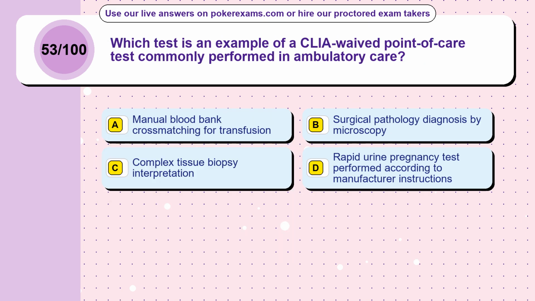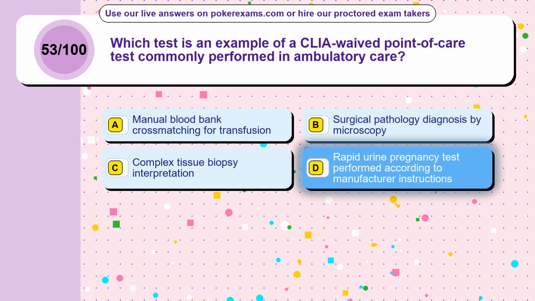Question 53. Which test is an example of a CLIA-waived point-of-care test commonly performed in ambulatory care? Option A. Manual blood bank cross-matching for transfusion. Option B. Surgical pathology diagnosis by microscopy. Option C. Complex tissue biopsy interpretation. Option D. A rapid urine pregnancy test performed according to manufacturer instructions. The correct answer is option D.